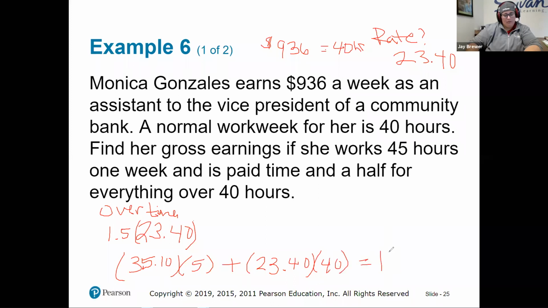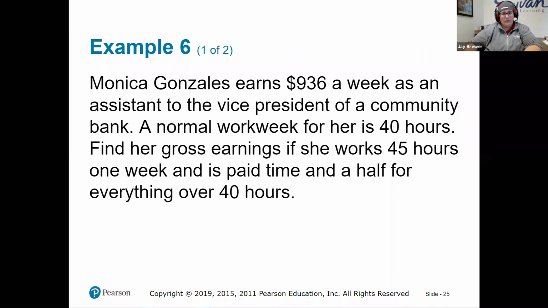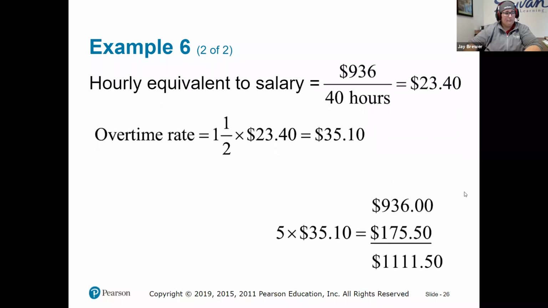And we'll add them together and you get a total of 1,111.50 for that week. But that is, remember, her gross earnings, because we have to remember that if it was her net earnings, or what she would take home, there would be all those deductions still to happen, okay? I am going to get rid of it so you can see it written a little bit nicer. And there you go.